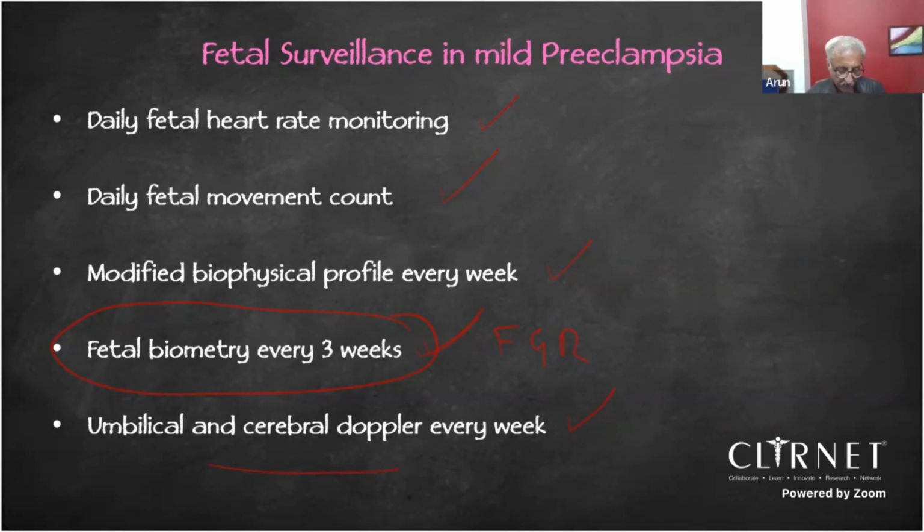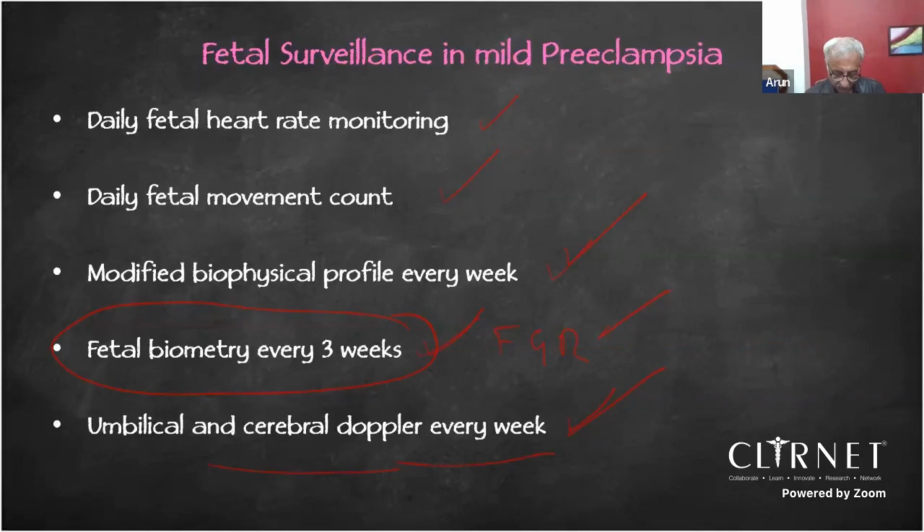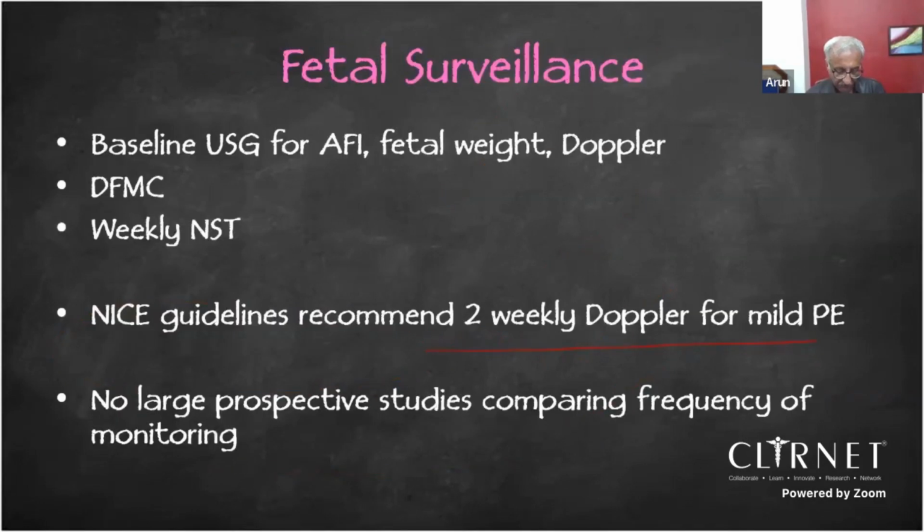So what we do is BPP every week, Doppler every week, ultrasound every 3 weeks. All right. So baseline, we discussed. NICE guidelines recommend 2-weekly Doppler. Here we say every week. NICE says every 2 weeks in mild PIH. In mild PIH, if it's severe, you can increase the frequency.